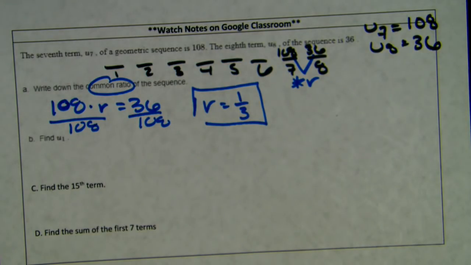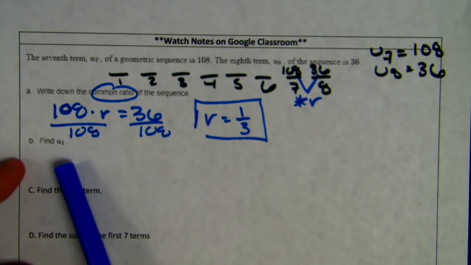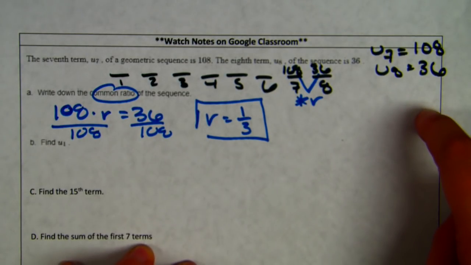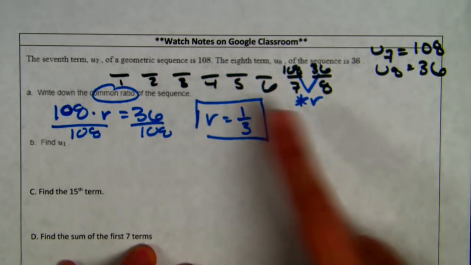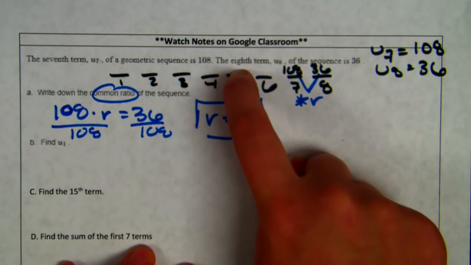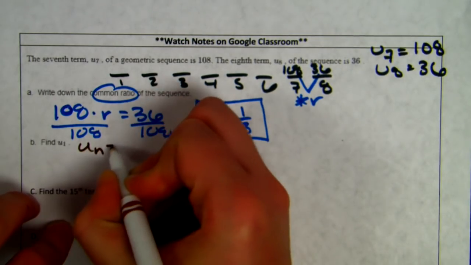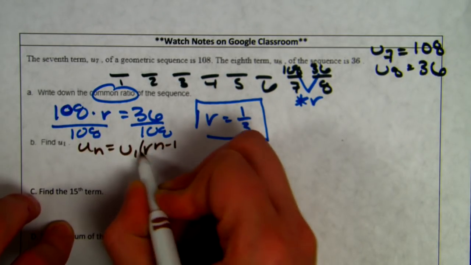Here, it says find u1. There are two ways I can think of to do this. If I have to multiply by the common ratio to go this way, I could divide by my common ratio all the way back until I get to the first term. So I could take 108 divided by 1/3 divided by 1/3 all the way back. That is perfectly valid, but that seems like a lot of work to me. So what I'm going to do is set up my equation. I know that I'm going to use the formula un equals u1 times r to the n minus 1 because that makes sense to me.